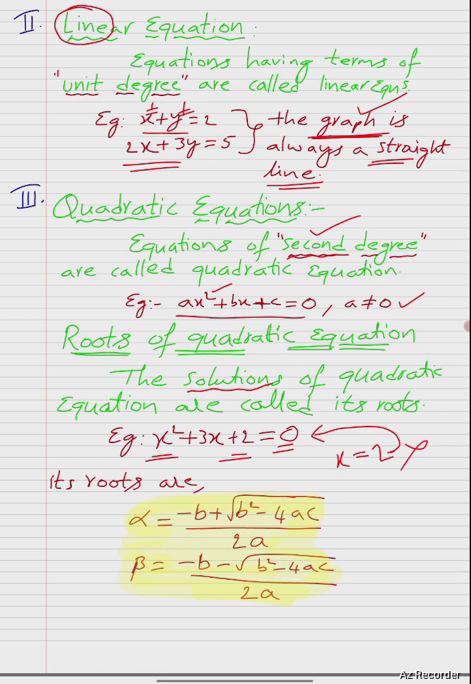So to find such roots, we have formulas here. The first root alpha is equal to minus b plus root over b square minus 4ac, upon 2a. The second root is minus b minus root over b square minus 4ac, upon 2a. So let us take one example to find the roots and let us verify whether those roots are solutions of the given equation or not.